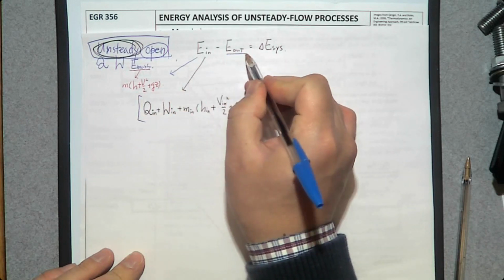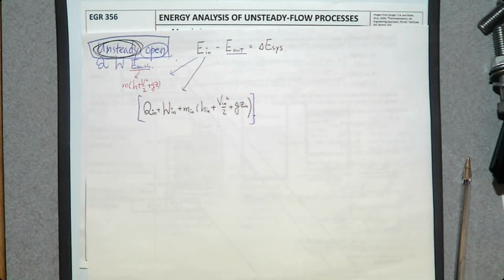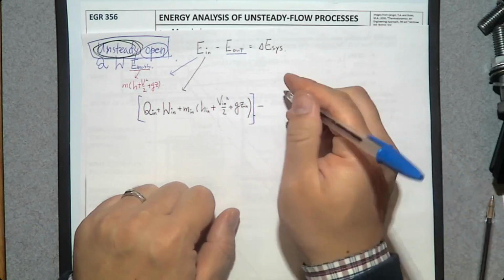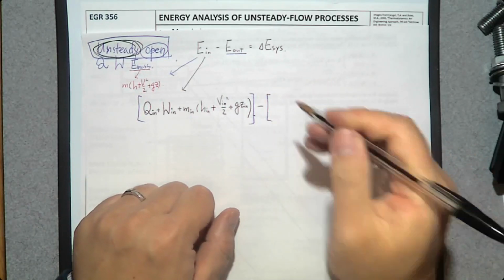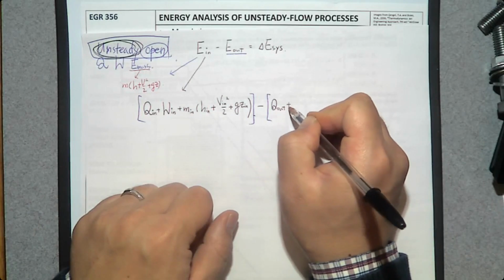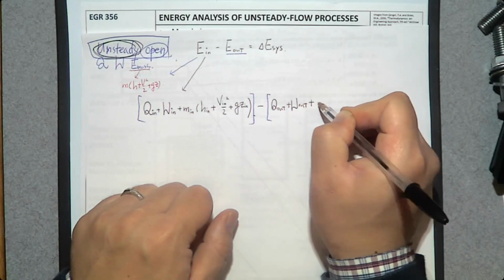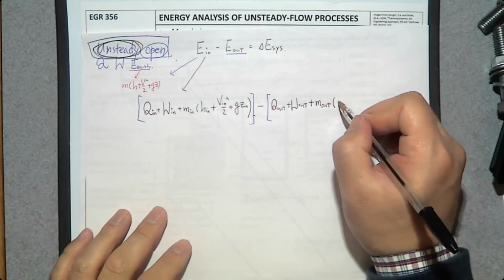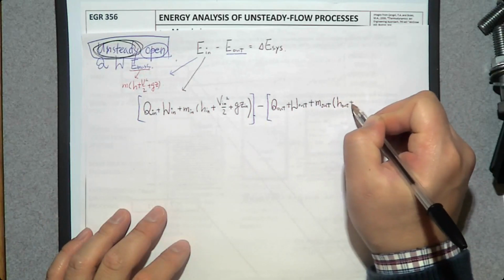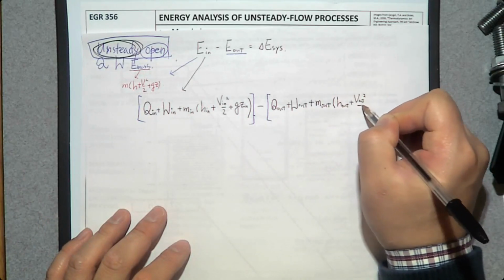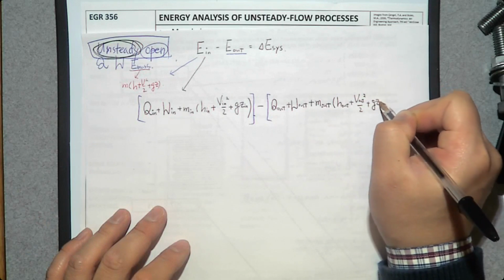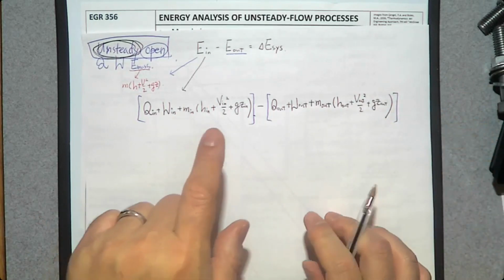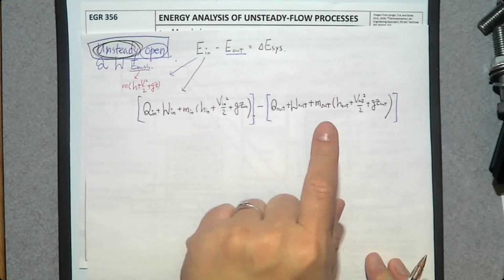What about energy transfer out of a system? We can think of the same thing: Q, W, and mass. Minus Q out plus W out plus mass at the exit. This mass has 3 forms of energy: specific enthalpy, specific kinetic energy, and specific potential energy. So these are energy transfer in and out.